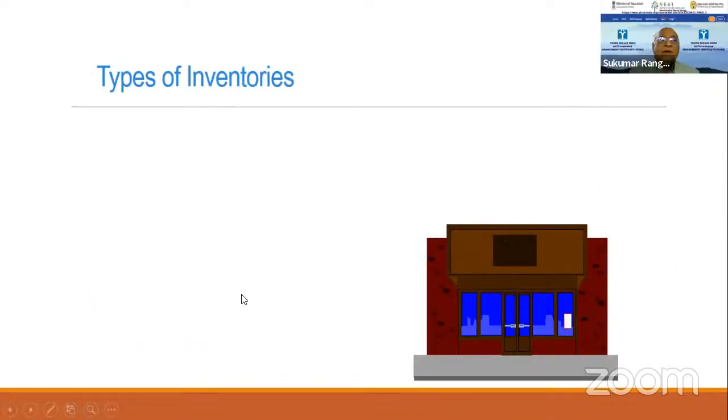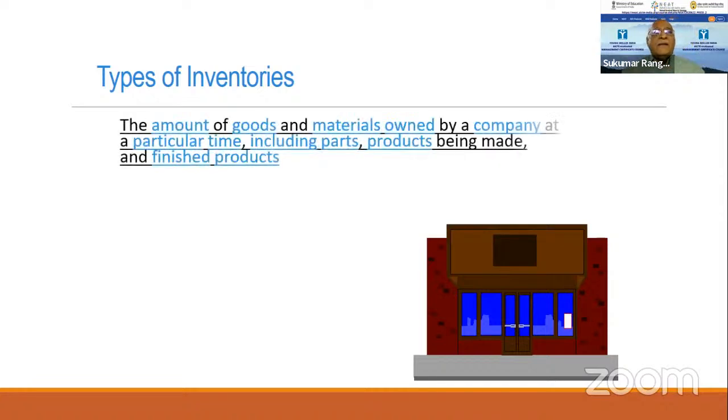Now, what are the different types of inventories? Because when we talk about inventories, you should know where all the inventories lie in an organization. Before that, we will just define what an inventory is. There are various definitions, but this is a very simple one.